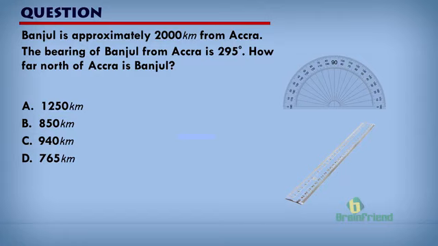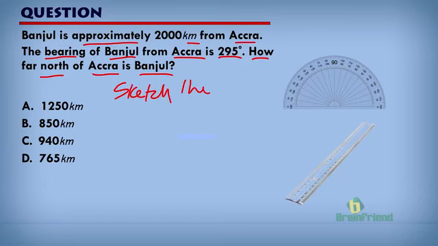Banjul is approximately 2,000 kilometers from Accra. The bearing of Banjul from Accra is 295 degrees. How far north of Accra is Banjul? Again, from our steps, sketch the information given to you. We are told that we have 2 points, Banjul and Accra.